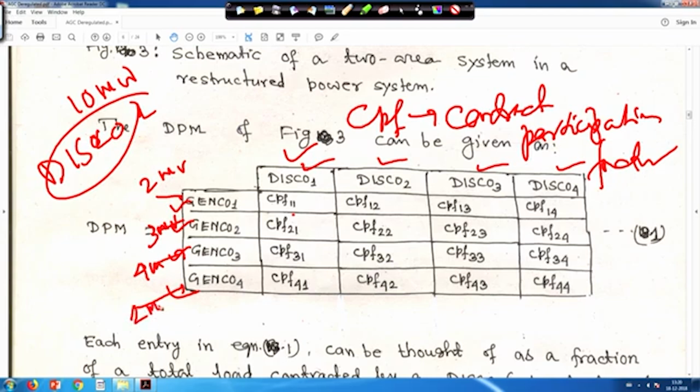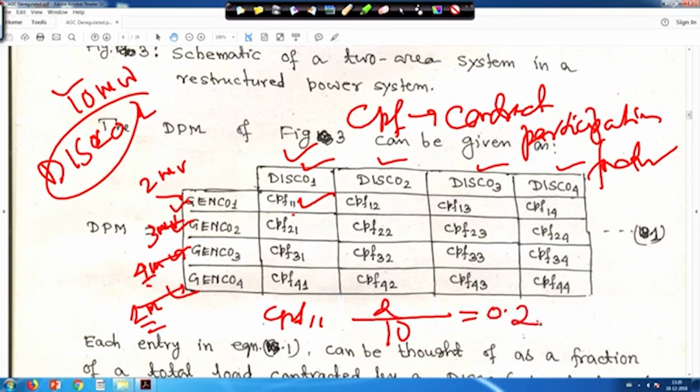So, DISCO 1 needs 2 megawatt from GENCO 1, 3 megawatt from GENCO 2, 4 megawatt from GENCO 3, and 1 megawatt from GENCO 4. The total is 10, so what will be CPF 11? The denominator will be 10 and it needs 2 megawatt from GENCO 1, so 2 by 10, that will be 0.2.